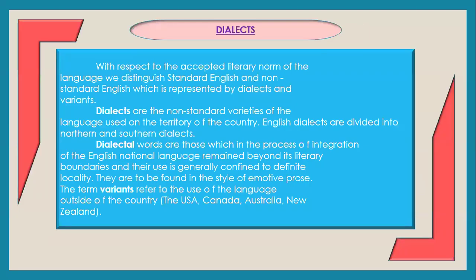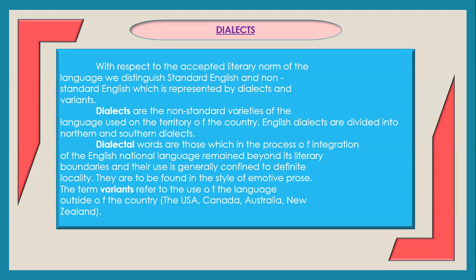Dialects. Dialects are words with respect to the accepted literary norm of the language. We distinguish standard English and non-standard English, which is represented by dialects and variants. Dialects are the non-standard varieties of the language used on the territory of the country. English dialects are divided into northern and southern dialects. Dialectal words are those which, in the process of integration of the English national language, remained beyond its literary boundaries, and their use is generally confined to a definite locality.